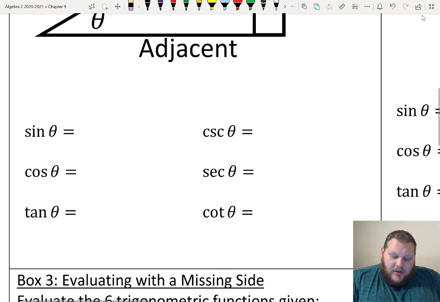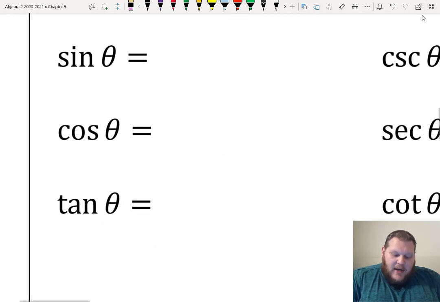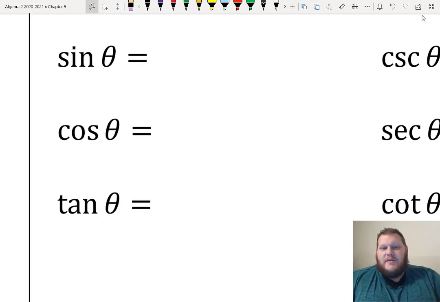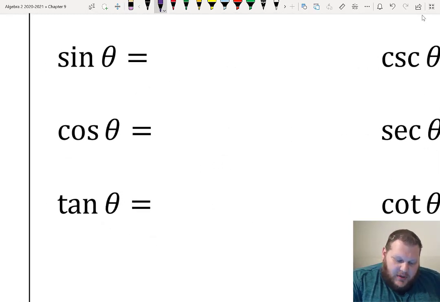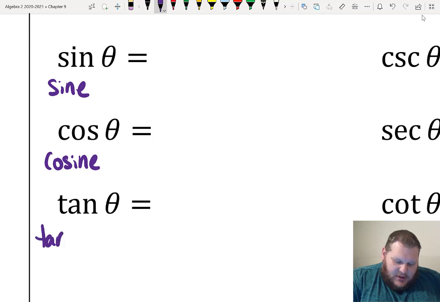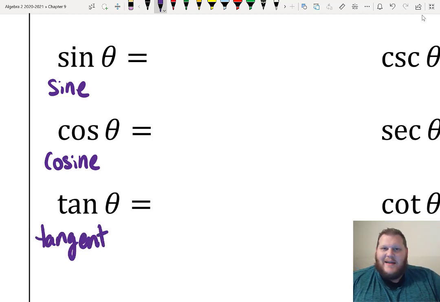The 3 that you are probably familiar with already are sine, cosine, and tangent. These are written sine, cosine, and tangent, and the abbreviations are sin for sine, cos for cosine, and tan for tangent. You definitely cover those in geometry.